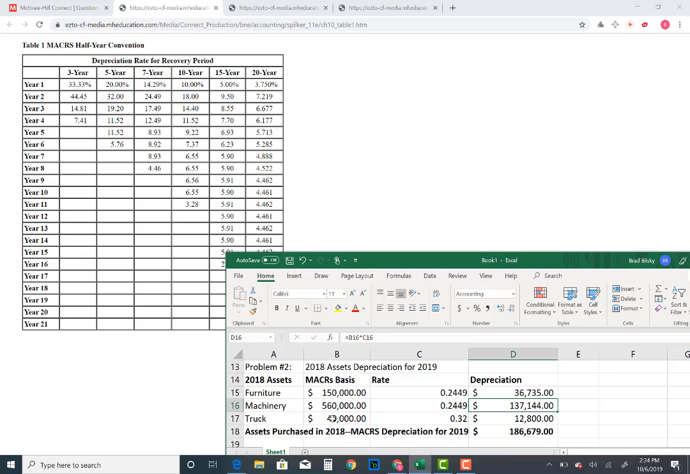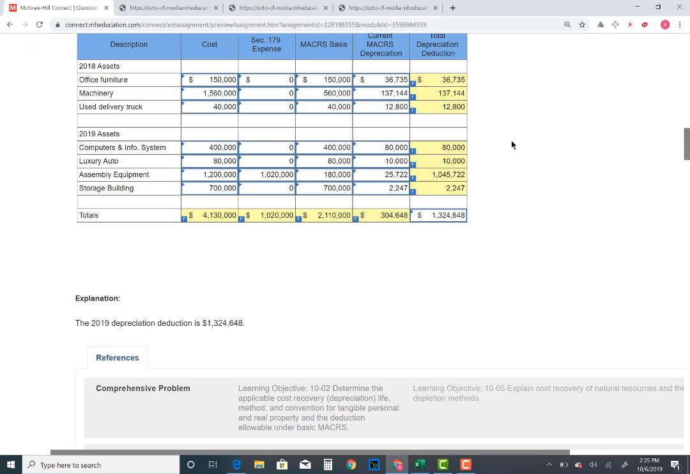Our truck, remember, that was a 5-year asset. So in year 2 for the truck, go over in the row, come down in the 5-year column, we have 32%. So 40,000 times 32%, 12.8. So our total depreciation for assets that were placed in service before 2019, and we only have these 3 assets we just started up in 2018, was 186,679.